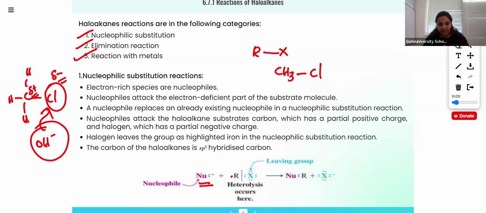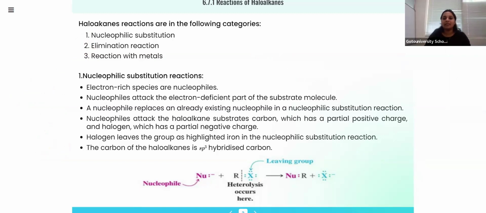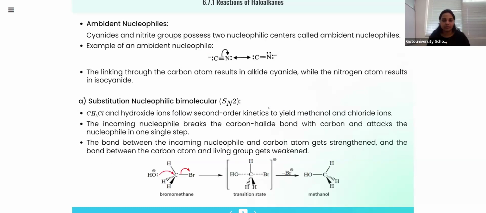So this is the alkyl halide, where X is replaced. Now this is a substitution reaction, but the substitution reaction can happen by two mechanisms, the SN1 mechanism or the SN2 mechanism. That is the important thing regarding this topic.